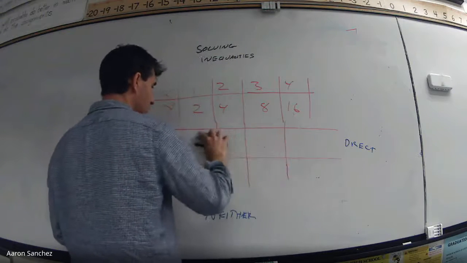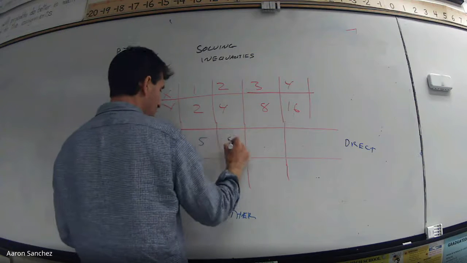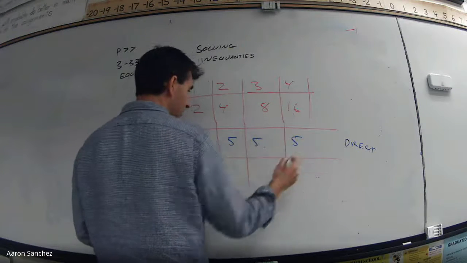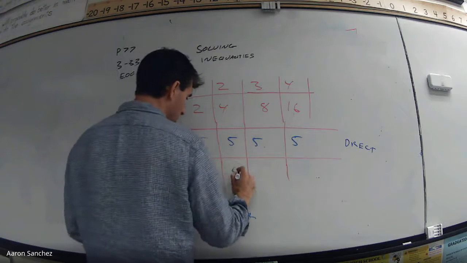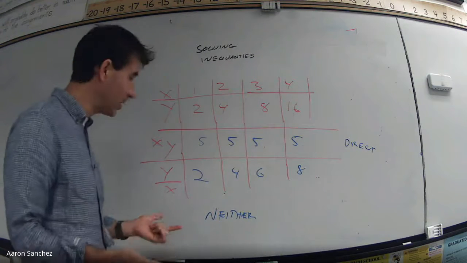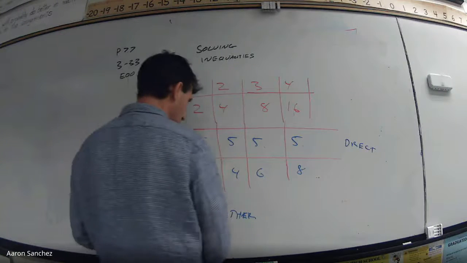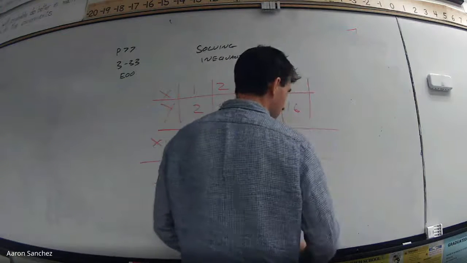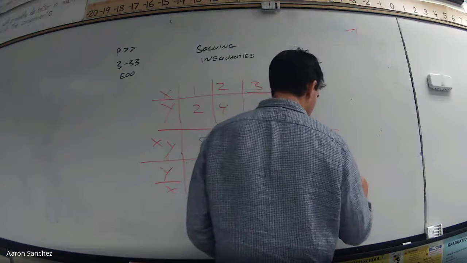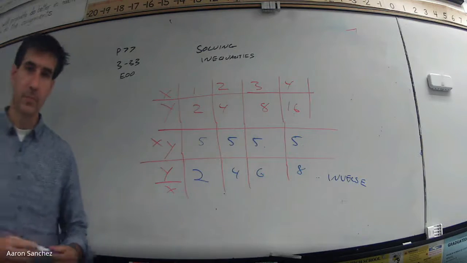But let's say you ended up doing x times y, and it ended up being 5, 5, 5, 5. And then this is 2, 4, 6, 8. You say, okay, all these are the same, so it's going to be direct or inverse. And because these are the different numbers, this would be inverse. If you end up with this, it would be inverse. Okay, are there any questions on that?